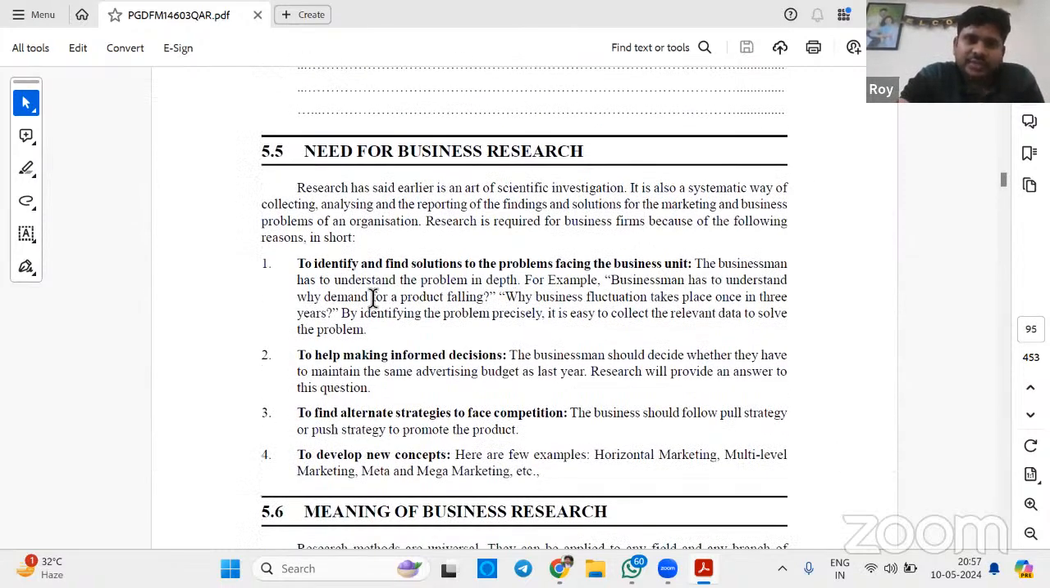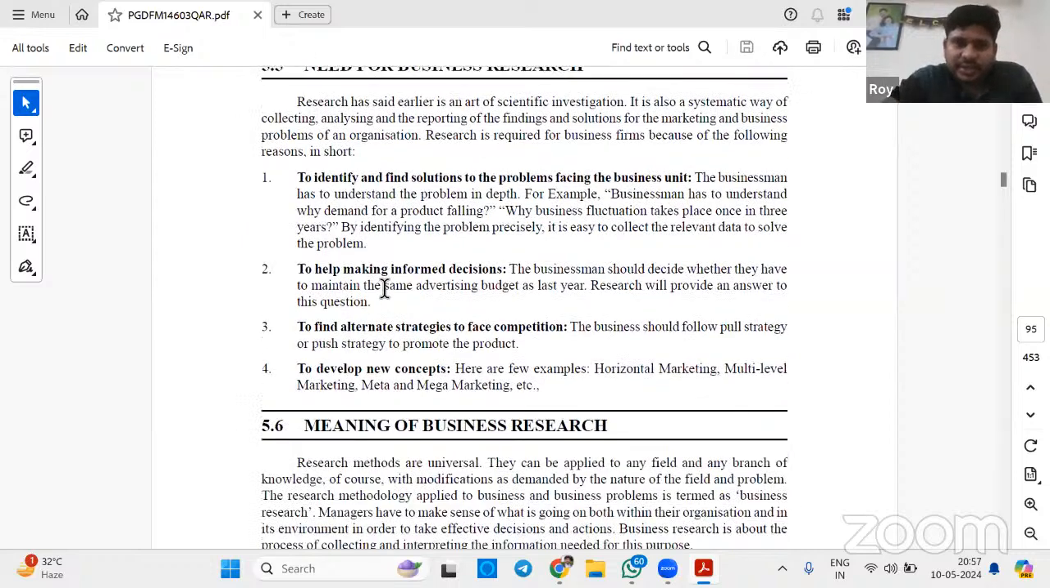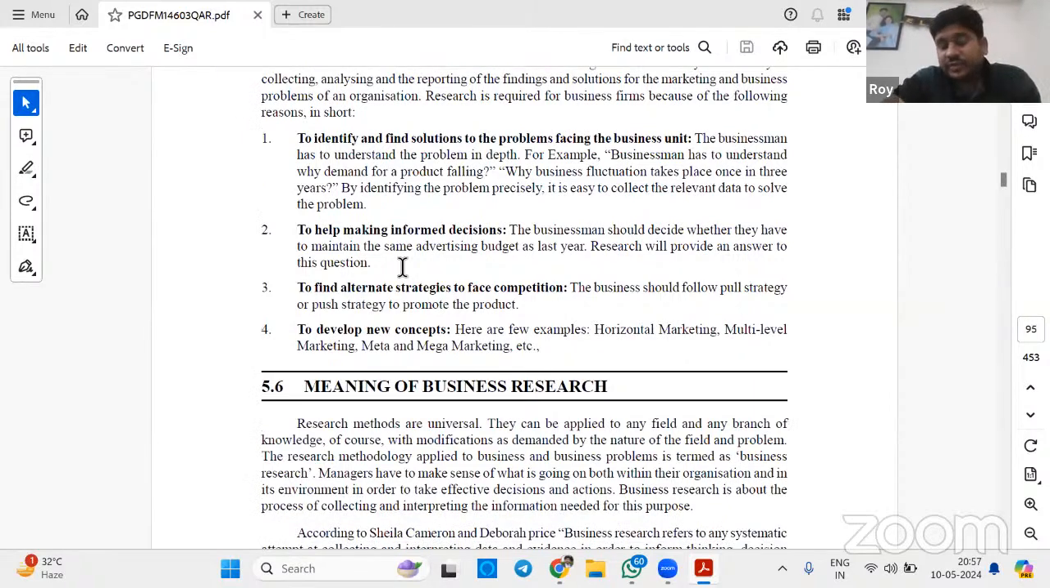What is the need of that? Because there are a lot of problems in the business world, right? And they require a solution. There are some examples given here, you can read them: to help make informed decisions, to find alternative strategies to face the competition, to develop new concepts.